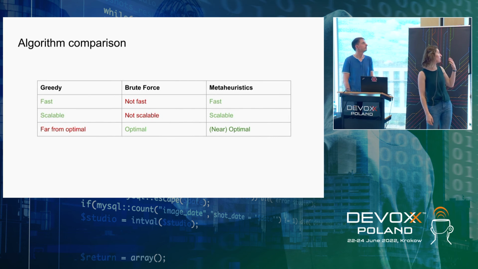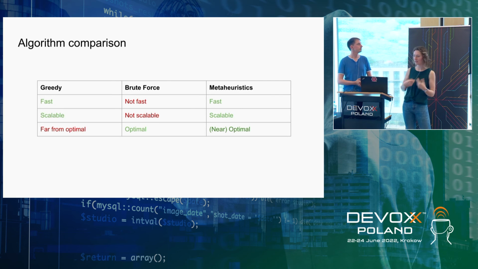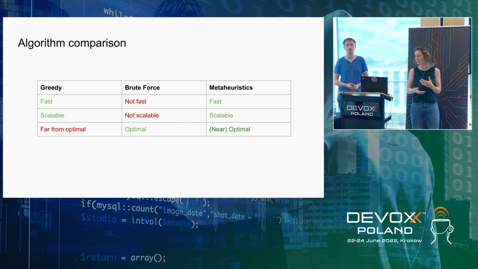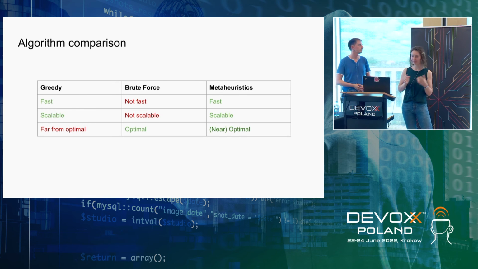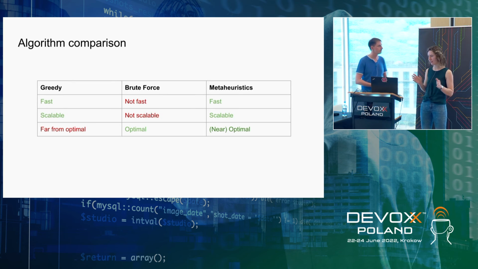So in the end, we got this. The greedy algorithm is fast and scalable, but we cannot achieve our feasible solution. The brute force will give it to us, but it really cannot do that in time. Well, with metaheuristics, it's fast, it's scalable, near optimal. That's enough for us.